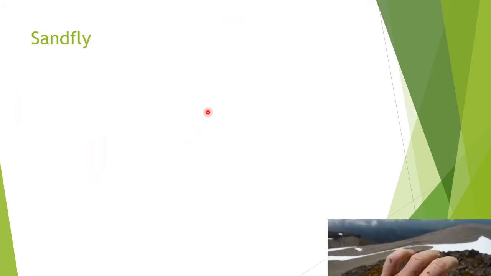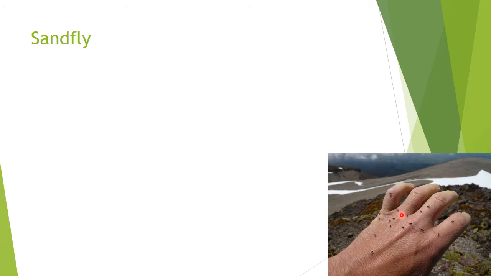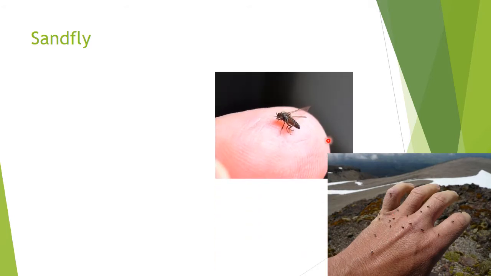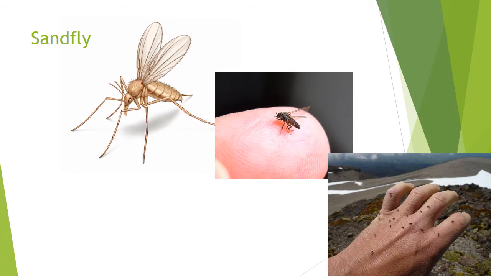So what about the sandfly? These are the sandflies, the Phlebotomus species. Let's zoom in a little bit more. So this is the sandfly.